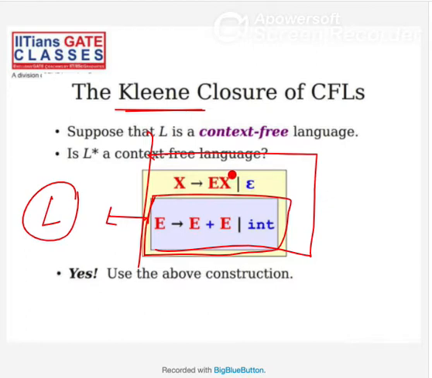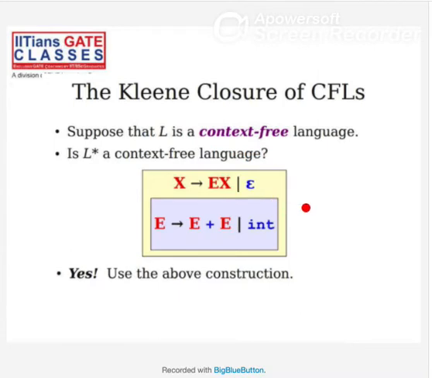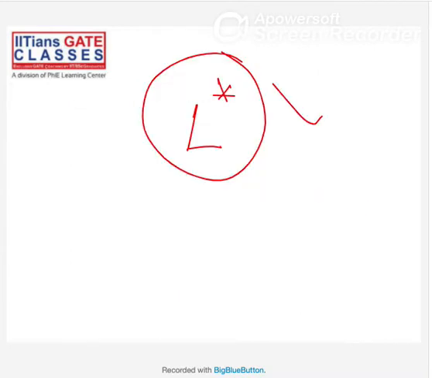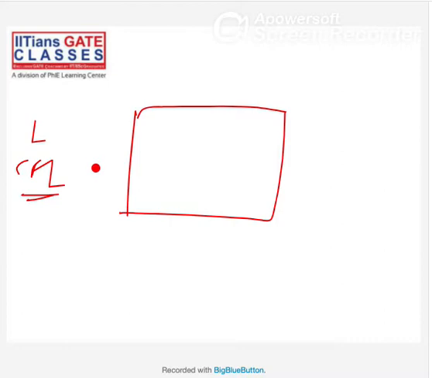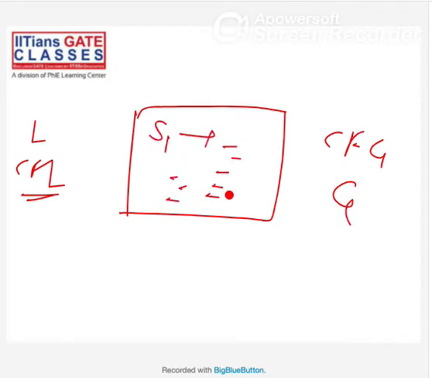X will go to EX or epsilon. So this is how you can do. Okay, let me solve it. Let's see here. Let's assume your language is CFL. Because your language is CFL, you have a CFG G, and let's assume the starting symbol is S1. The language of this CFG G is nothing but L. Now you want to find the CFG for L star. Very easily you can find. Just make a new start symbol.